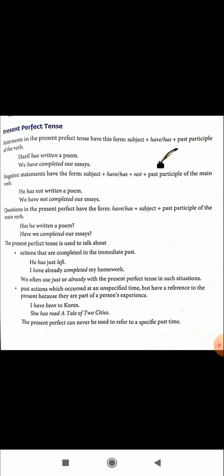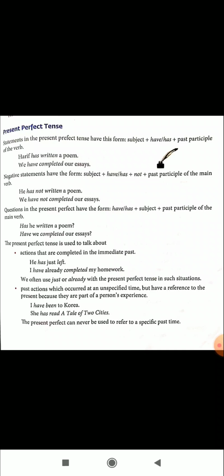Now, past actions which occurred at an unspecified time, where the time is not mentioned, but have a reference to the present, an effect on the present, because they are part of a person's experience. I have been to Korea. He may not be in Korea now, but he has been there. She has read A Tale of Two Cities. Here the actions happened in the past, but still have a reference to the present. So we use present perfect tense.